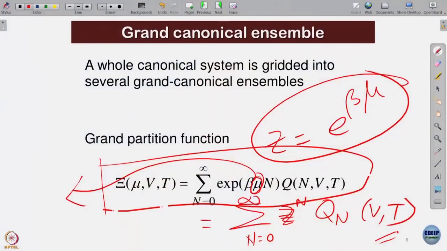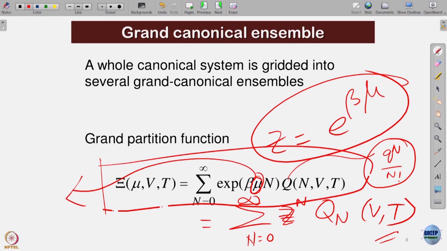Before you do that, if I now talk of an ideal gas, in an ideal gas, I know Q_N. It is a quantity which goes as q to the power N by N factorial. This is the ideal gas or monatomic gas. That means I have an exact expression for Q.